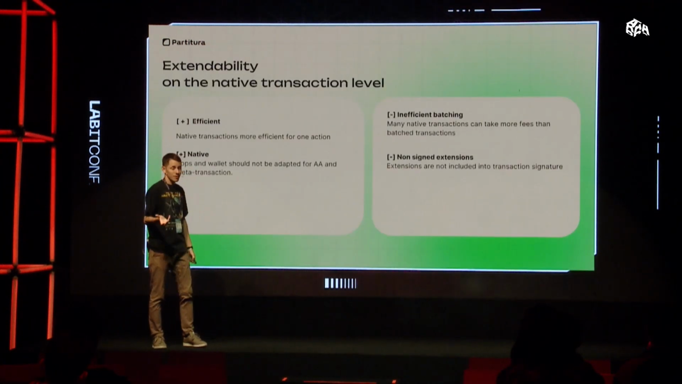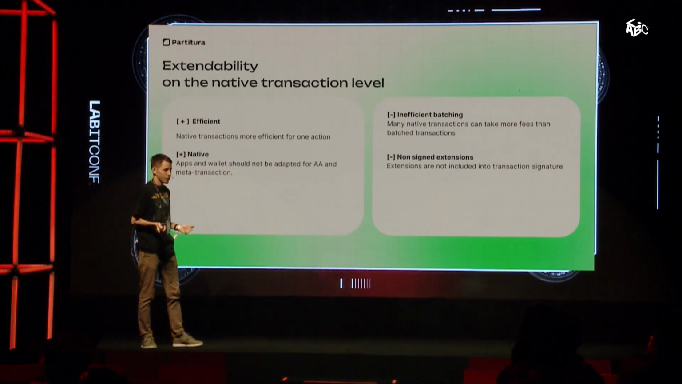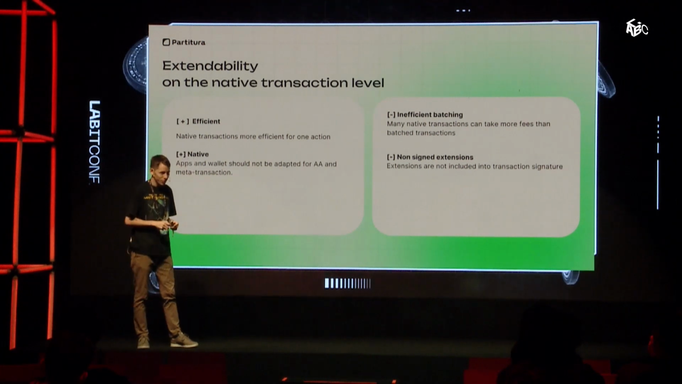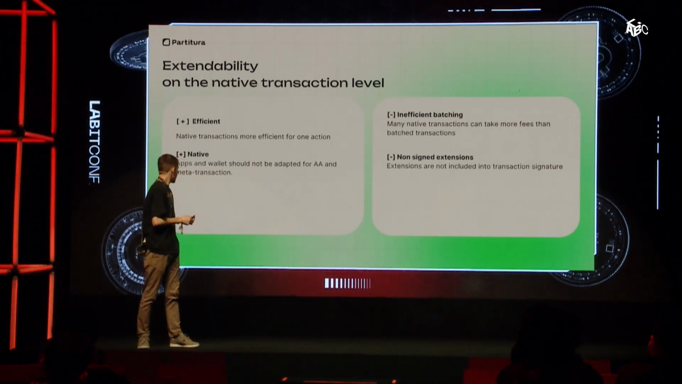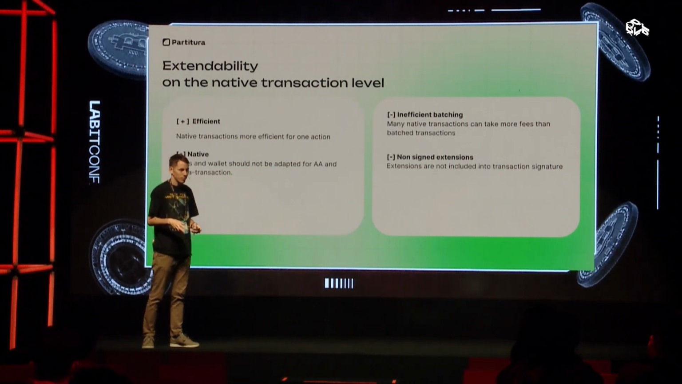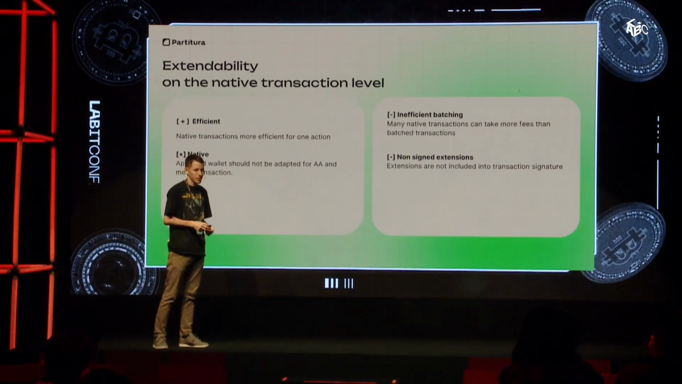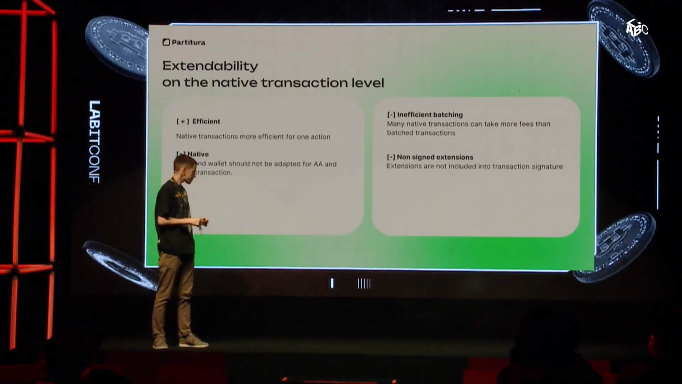What's the problem with extendability on the native transaction level? It's very efficient, to be honest. I would like to have such a transaction. And it's native. It means we don't need to change anything on-chain. We don't need to change anything in our clients. We just need to implement some additional features, maybe some RPC calls.